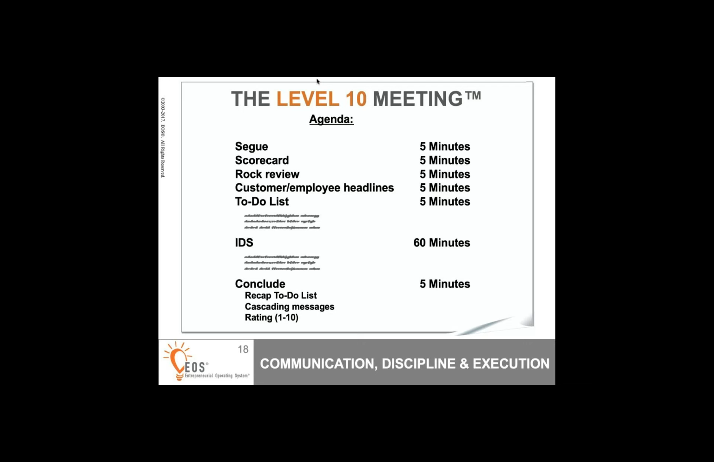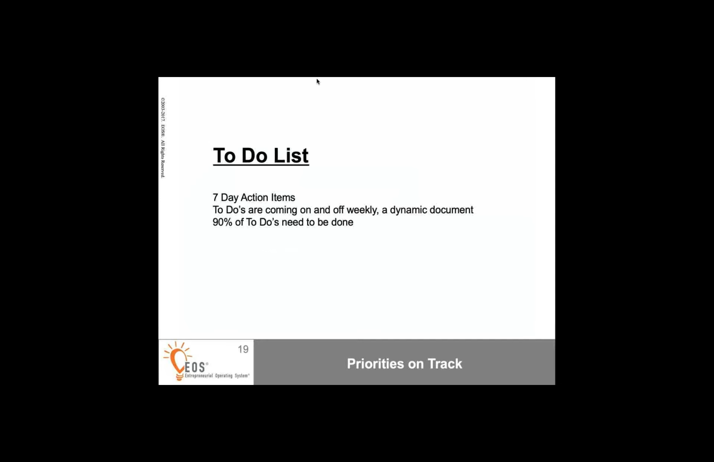Then we introduce a to-do list, and this is where we have weekly accountability. These are 7-day action items. So each member of the team commits when they get a to-do that I'm going to get this done in 7 days. To-dos are coming off and on weekly. This is a dynamic document. This whole agenda stays on one page. To-dos are going on, and once they're done, they're coming off. So it becomes very dynamic.